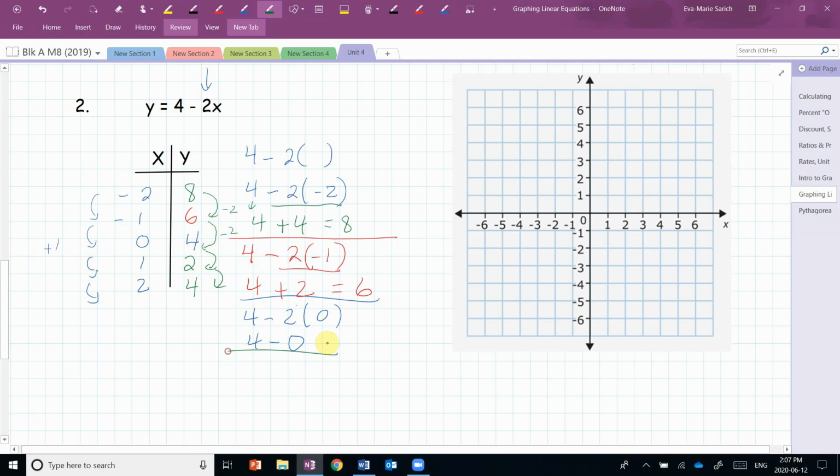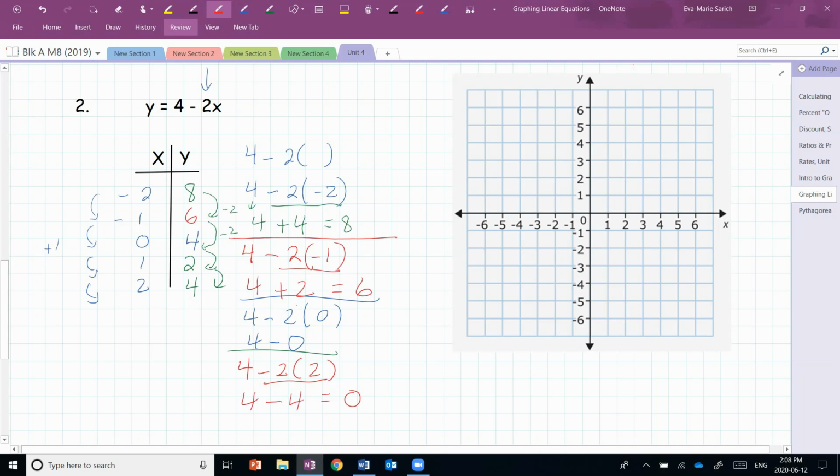Now, I don't want to just rely on that. I want to make sure. So I'm going to check with my last value there. Okay, so we're going to have 4, which is our first number here. 4 subtract 2, and then I'm going to substitute the 2 into there. So 4 subtract 2 bracket 2. So now we're going to multiply first. -2 times 2 gives us -4, and 4 minus 4 gives us 0.